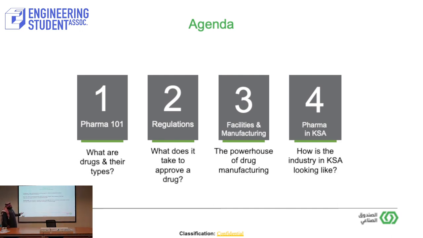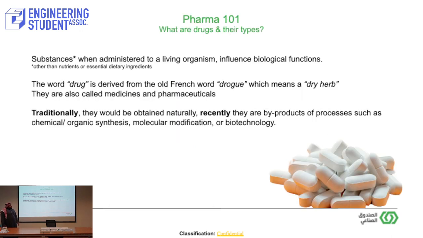So basically, the word drugs is derived from the French word meaning dry herb. They're also called medicines and pharmaceuticals. Traditionally, they would be obtained from natural sources. Recently, they are byproducts of processes such as chemical, organic synthesis, molecular modification, and biotechnology.